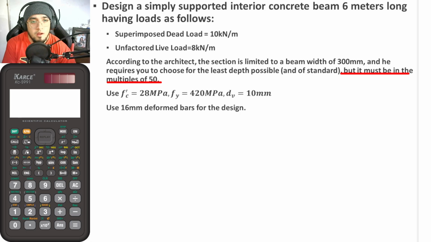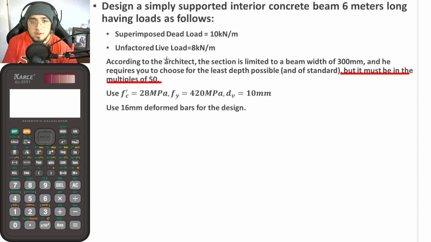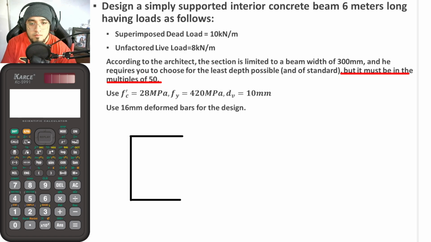If you can remember the steps that we have enumerated previously, for the typical steps, the first thing that we should do is assume the trial section first. Suppose that in this sample, it is indicated that the beam width is equal to 300 mm. So let us suppose that this is now our b sub w, 300 mm width.